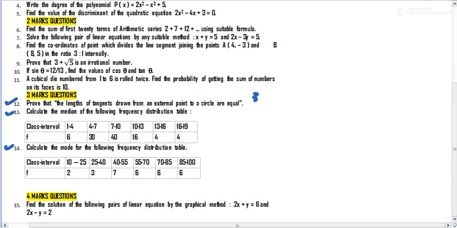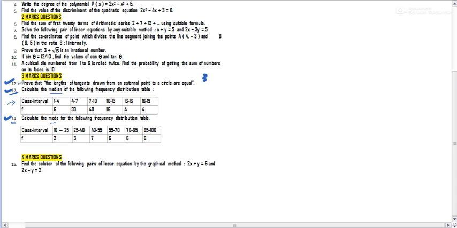It is from the chapter circles. Then you have to calculate median and mode. Sometimes it will be mean. So you should learn mean, median and mode as well. These 3 are very important. Each time you are going to get 2 questions from statistics and one from this circle chapter, that is the theorem. So learn them properly. You're going to get 9 marks easily.